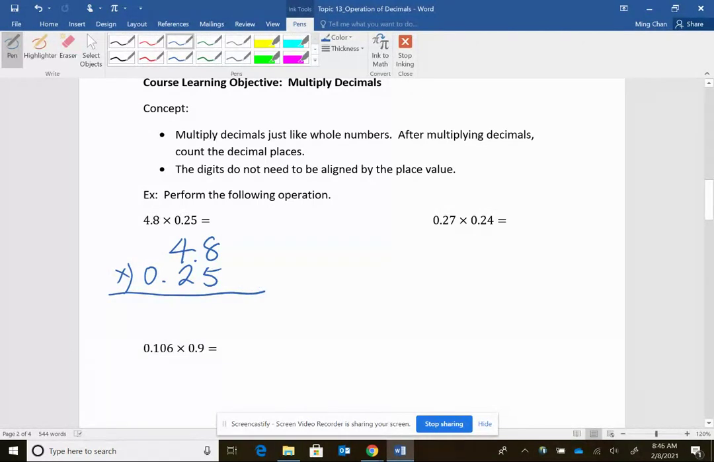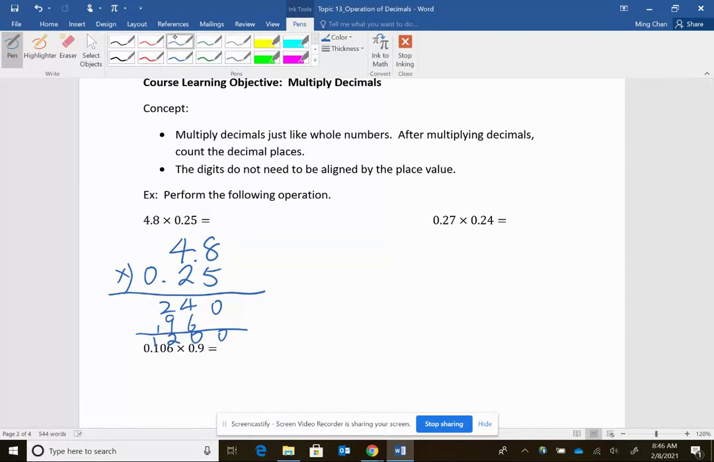All right, so I'm treating this almost like 48 times 25. 5 times 8 is 40, carry 4. 5 times 4 is 20, plus 4 is 24. 2 times 8 is 16, carry 1. 2 times 4 is 8, plus 1 is 9. All right, so I add them up. 0, 10, 12. Okay, it's 1200.